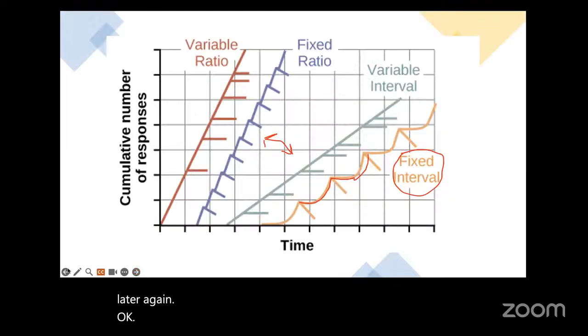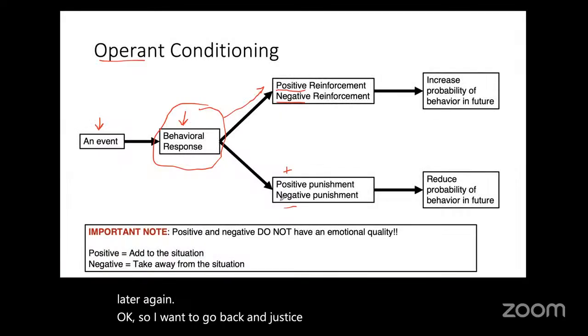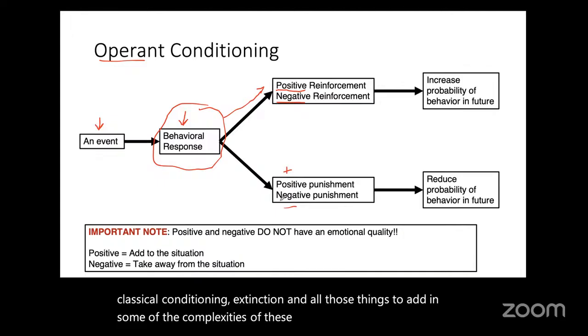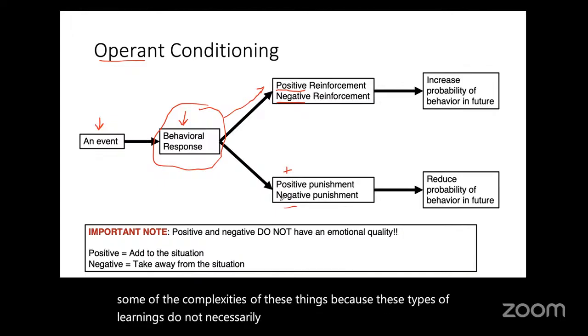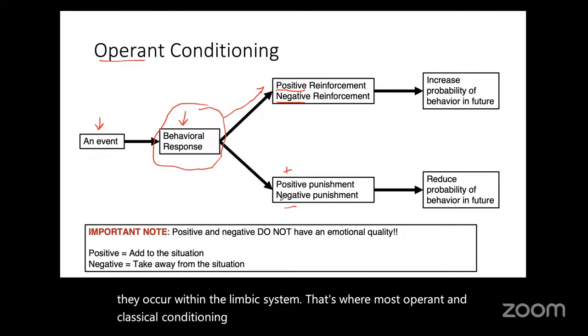Okay. So I want to go back and just emphasize, just like I did with classical conditioning and extinction, to add in some of the complexities of these things. Because these types of learnings do not necessarily occur on the conscious level. In fact, they occur within the limbic system. That's where most operant and classical conditioning occurs, in those sub-unconscious areas of the brain that give way to emotions and all of those types of things.